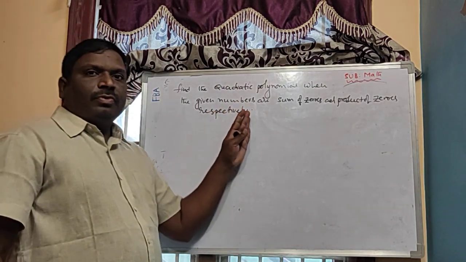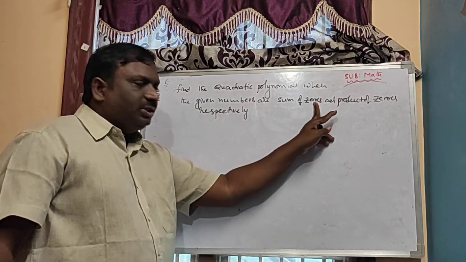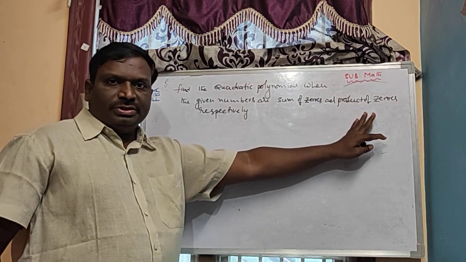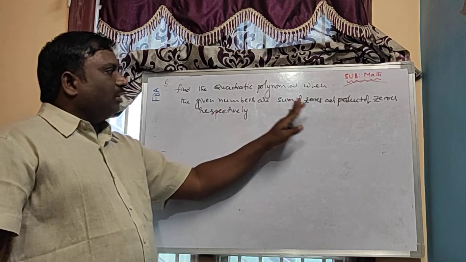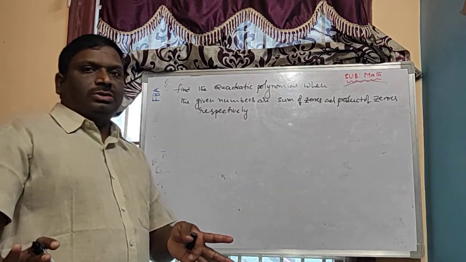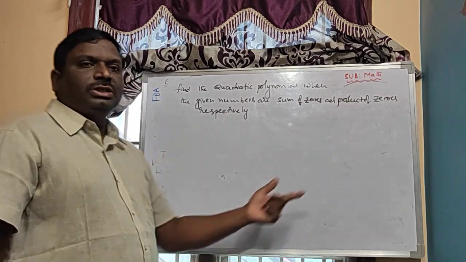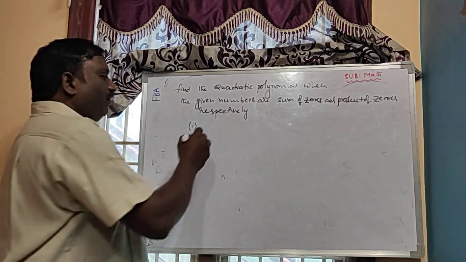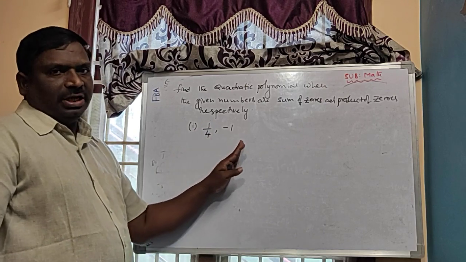When they give this type of question, you have to read the question carefully. When they give the sum of the zeros and the product of the zeros, this is one method. Sometimes they will give only the zeros, that is another method. When they give the sum of the zeros and the product of the zeros, in this case, the first question I am explaining has minus 1 by 4 and 1. This is a textbook question only.